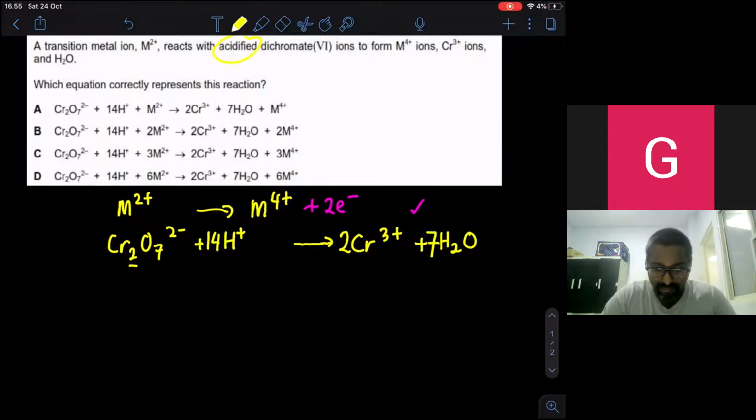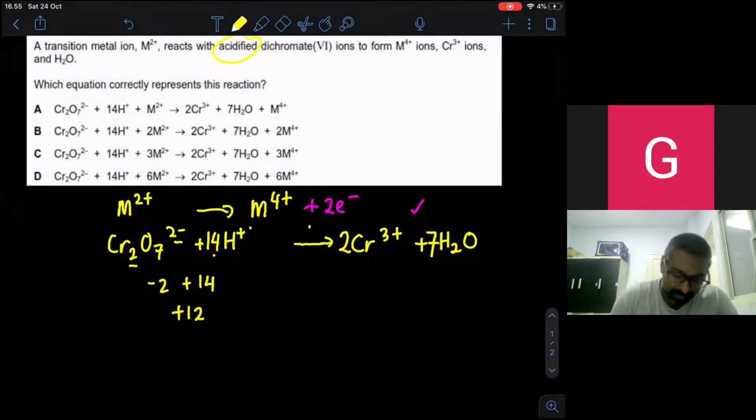The last part that we need to check is the charges, because we didn't put the electrons over there. So the charges we have to balance. Here I have -2 as my charge, and 14 times +1, so you are going to get +14. That makes the overall charge +12 on my left hand side. On the right, 2 times 3 gives me +6, and 7 water is 0 charge. So I'm going to have +6.